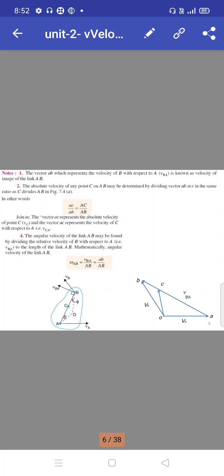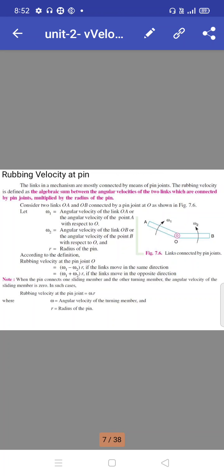The angular velocity of the link AB may be found by dividing the relative velocity of B with respect to A, that is VBA, by the length of the link AB. Mathematically, angular velocity of the link AB, that is omega AB, is equal to VBA divided by AB, which is equal to small ab divided by capital AB.